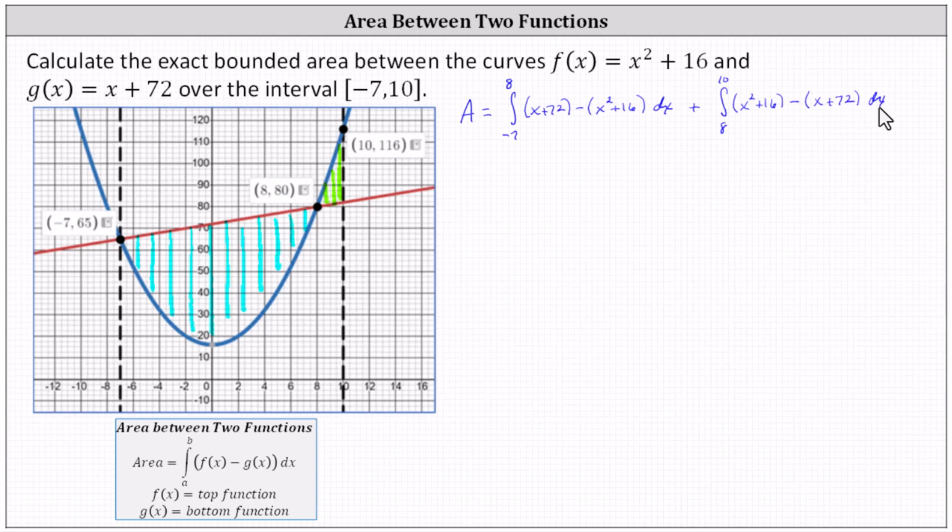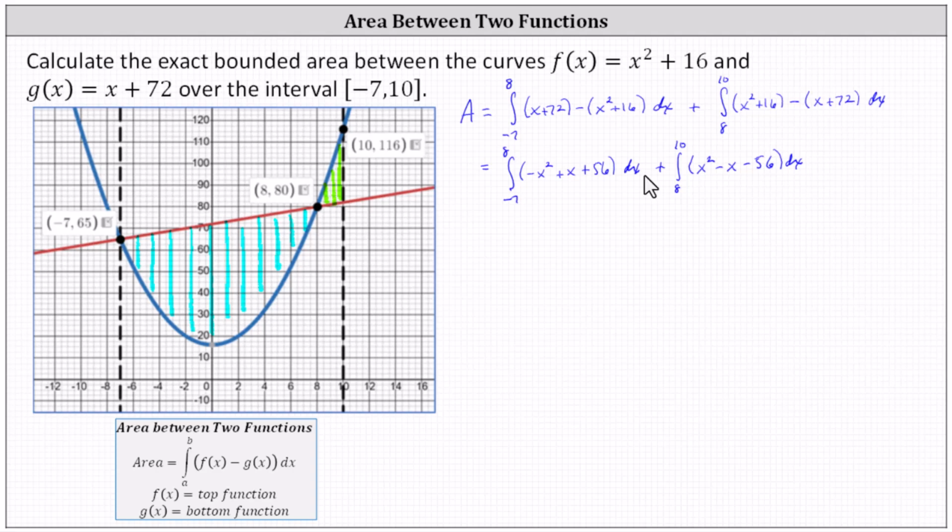Next, we will simplify the integrand functions and write the terms in descending order. For the first integral, we have -x squared plus x, and then 72 minus 16 is equal to 56, giving us plus 56. Plus, for the second integral, the integrand function simplifies to x squared minus x minus 56. Notice the integrand functions are opposites.